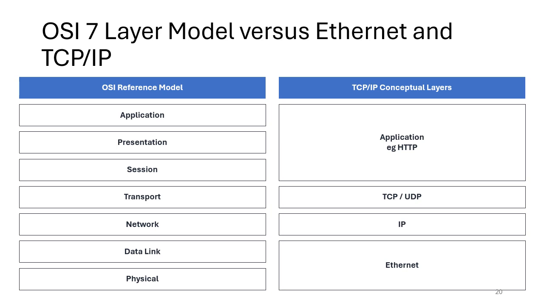So how does TCP/IP compare to the OSI 7-layer model? Well, if you look at this diagram, you'll see we've got the OSI reference model on the left and then we've got the corresponding TCP/IP conceptual layers over on the right. The physical and data link layers, which are layers 1 and 2, correspond to the actual Ethernet network itself. IP corresponds to the network layer, and then TCP or UDP corresponds to the transport layer.